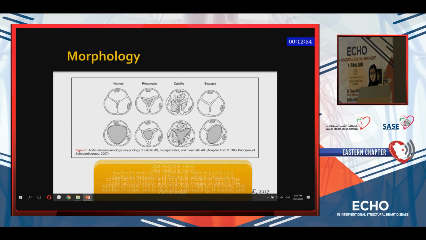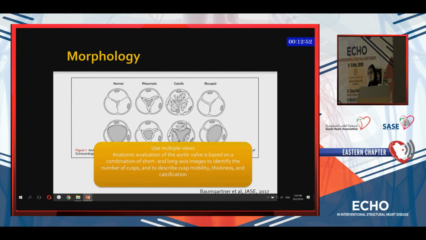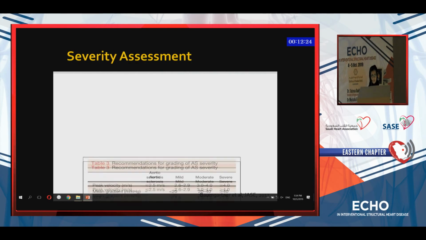So when it comes down to morphology, again, very important to highlight whether you're dealing with a bicuspid valve, a calcific valve, or a rheumatic valve. And from an echo standpoint of things, because I know most of our target audience here are echocardiographers, you need to make sure that you use multiple views, short and long parasternal access views, to make sure that you describe the number of cusps, the thickness, the mobility, and the degree of calcification, as was mentioned earlier on.